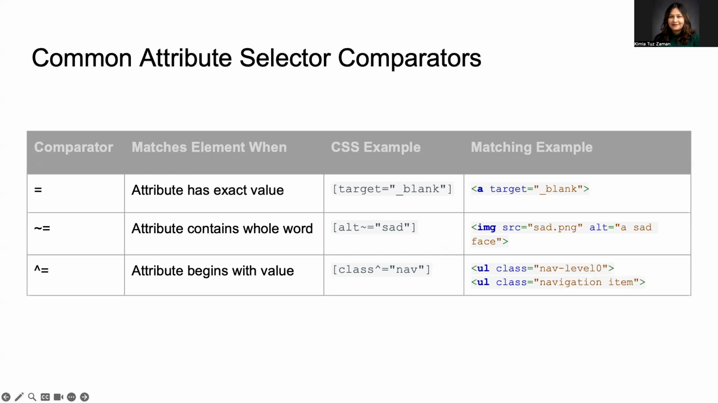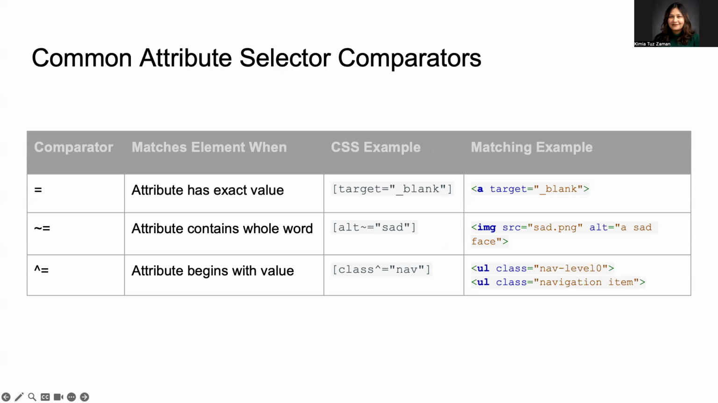Now let's look at some of the most common attribute selector comparators. The first one is the equal sign. It matches elements when the attribute has an exact value. For example, target=_blank will select only those anchor tags that open in a new tab. Next is the tilde equals. This checks if an attribute contains a whole word. For example, alt~=sad will match an image whose alt text contains the separate word sad.